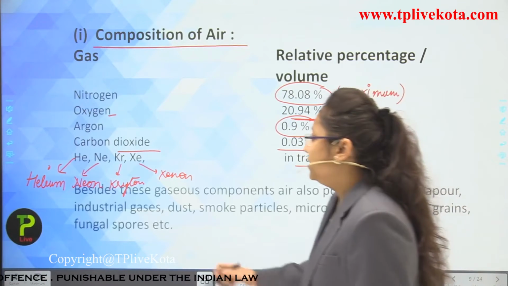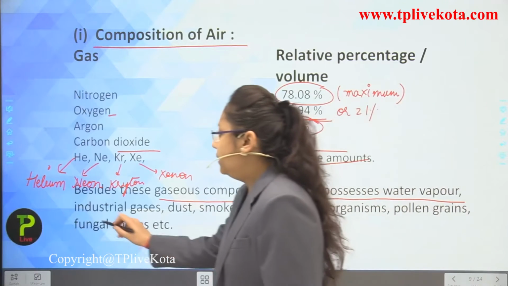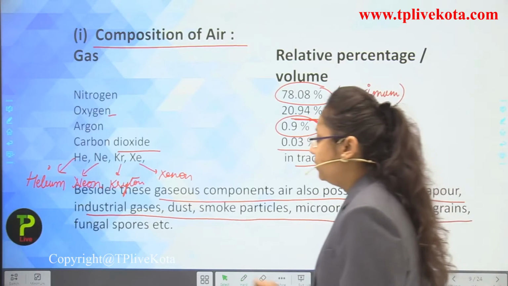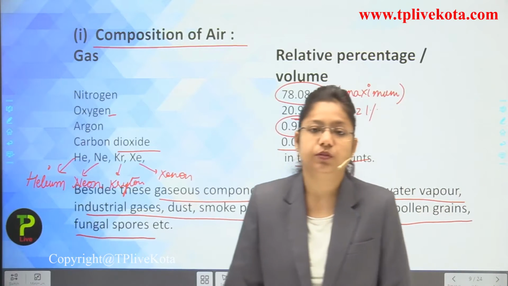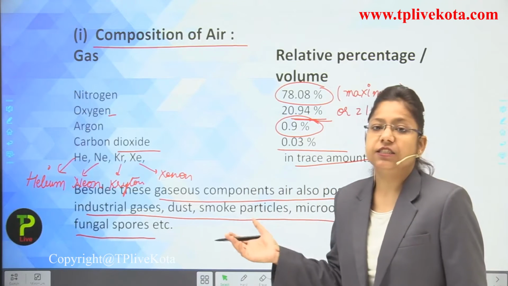Okay. Now, besides these gaseous components, air also possesses water vapor, industrial gases, dust, smoke particles, microorganisms, pollen grains and fungal spores as well. So all these are also present with the different gases in the air.